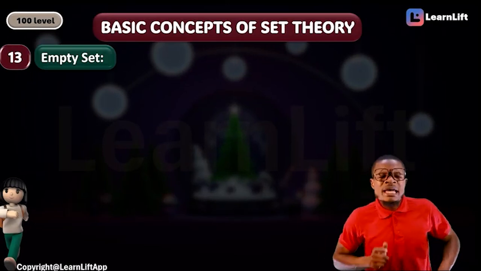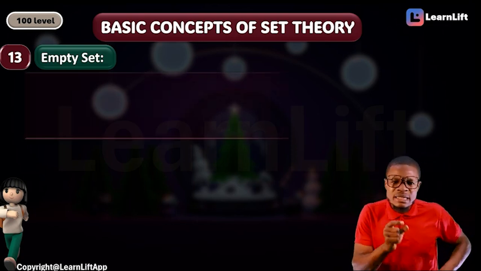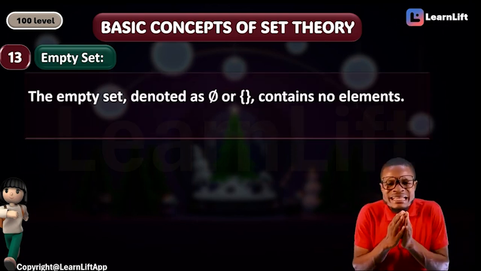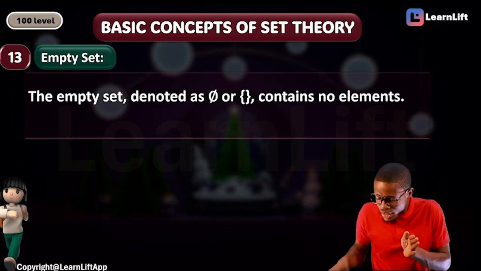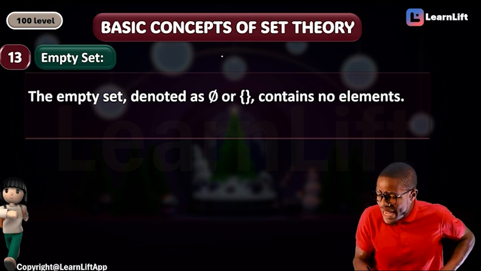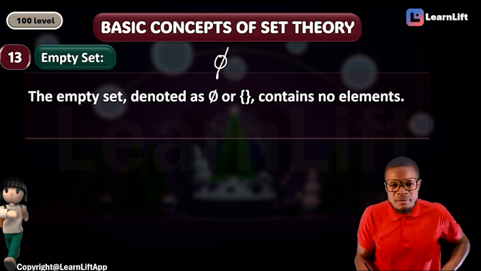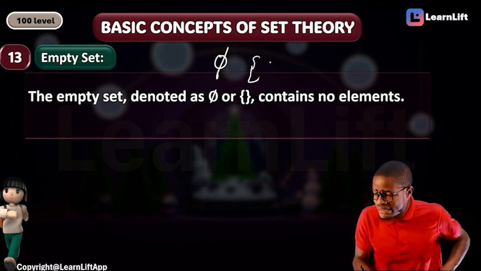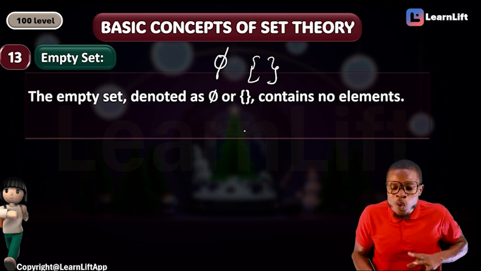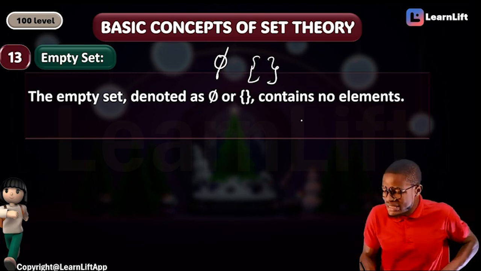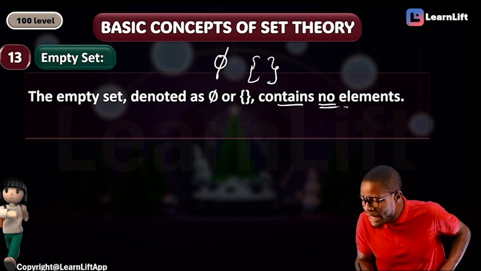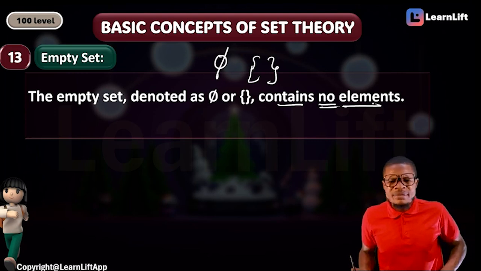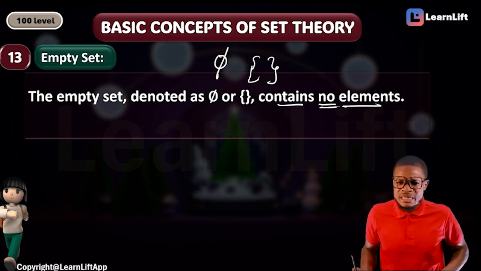Now number 13, very quickly, that we're going to look at is called the empty set. When we say empty set, what is it? Take note of this very fast: a set is called empty if it is denoted by this symbol. This is the symbol for the empty set. One striking thing about the empty set is that it contains no elements. Do we have elements in the empty set? No, there are no elements in the empty set.